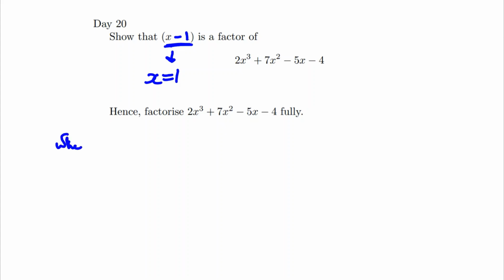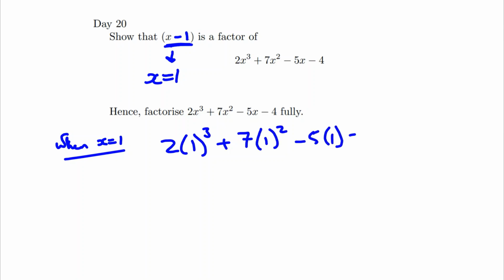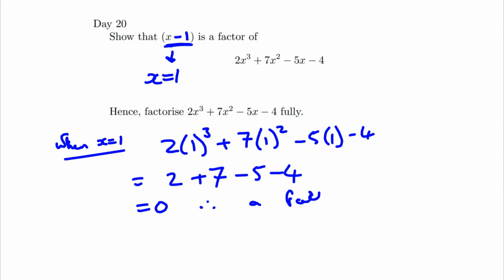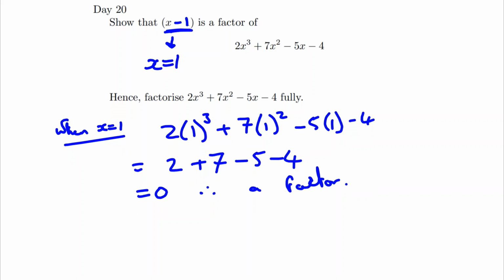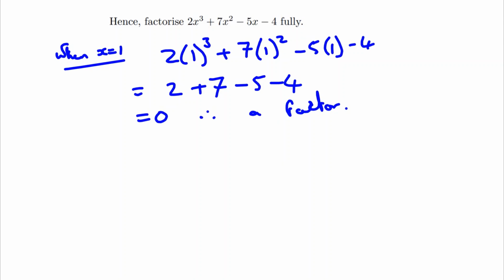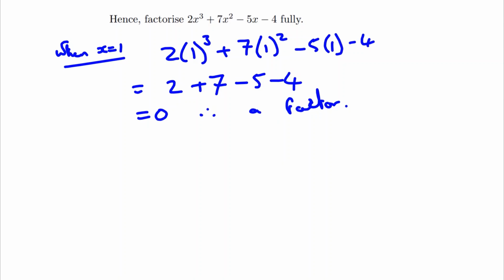So when x equals 1, we're going to have 2 lots of 1 cubed, 7 lots of 1 squared, take away 5 lots of 1, take away 4, which equals 2 plus 7 take away 5 take away 4, which is equal to 0. Therefore, a factor. So that's the first part we're doing. The second part was hence factorize it fully.